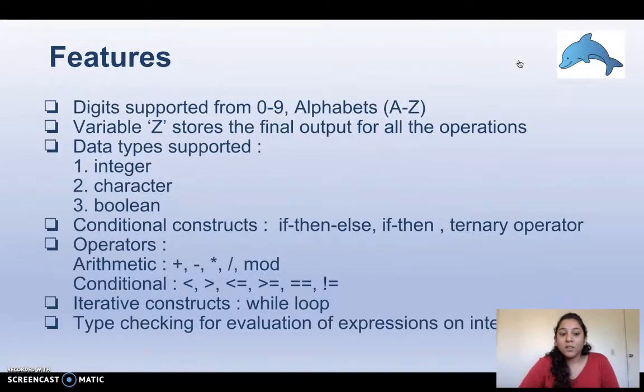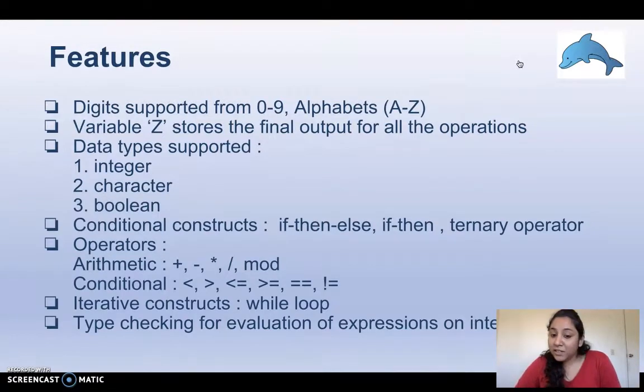Coming to the features, we have used this language to support digits from 0 to 9 and alphabets from A to Z. In this language, we also have a variable called z, which is mainly used to store the ultimate output of the entire program that we're trying to execute. For example, if we write a program to add two numbers, the result will be stored in this z variable. The data types supported in this language are integers, characters, and a boolean.